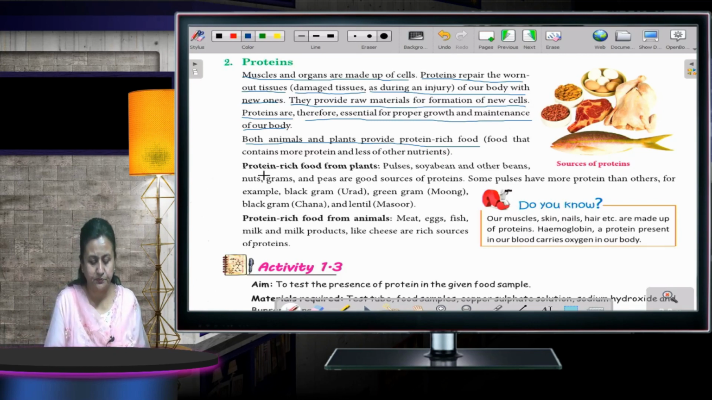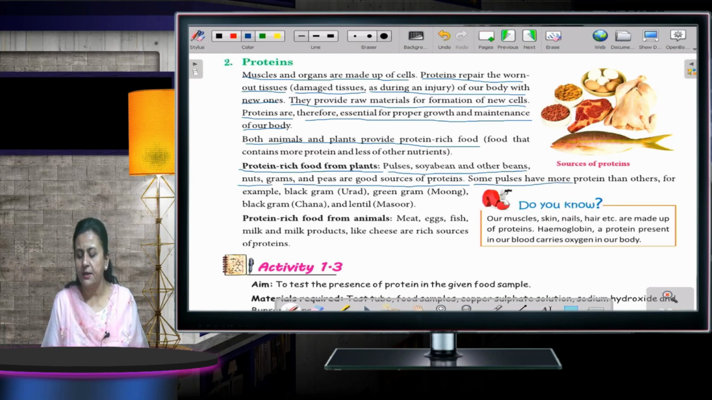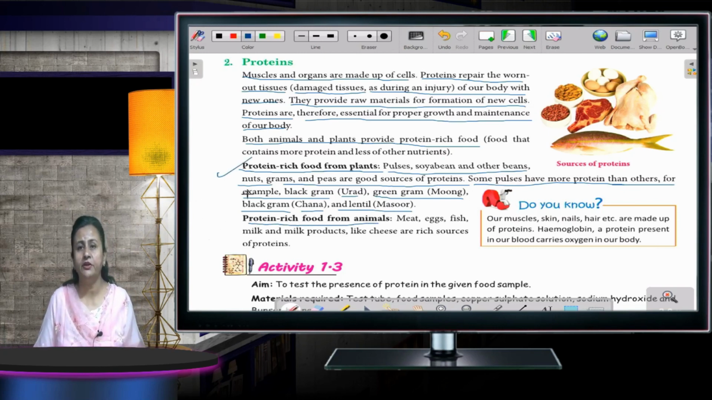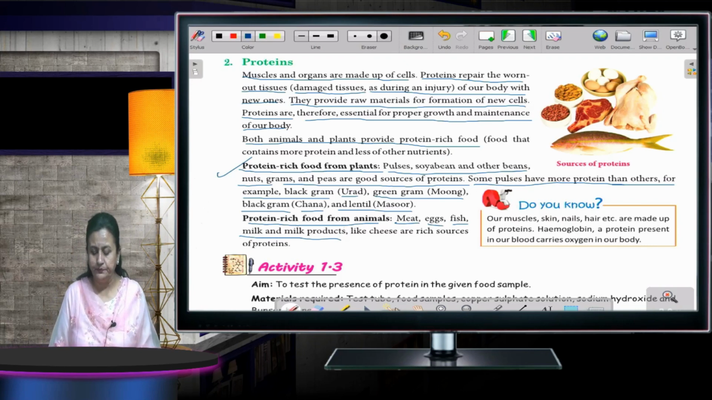Okay, now protein-rich food from plants. Pulses, soya bean and other beans, nuts, grams and peas are good sources of proteins. Some pulses have more protein than others. For example, black gram, that is urad, and green gram, that is moong. Then black gram, that is chana, and lentil, that is masoor. Protein-rich food from animals. If I talk about protein-rich food from plants, I talk about different types of dals. And if I talk about protein from animals, we get protein from meat, eggs, fish, milk and milk products. Okay, now moving to the next one.